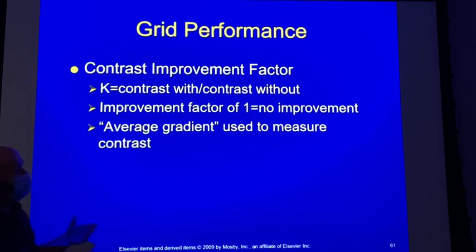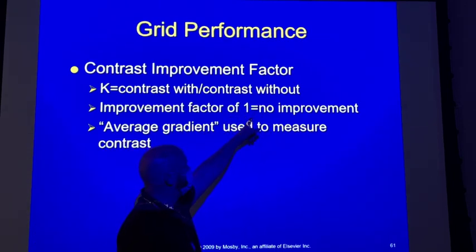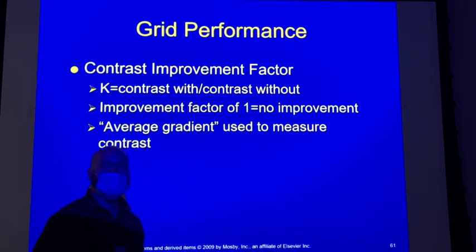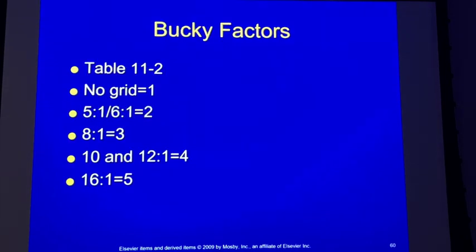So our contrast improvement factor, if it's truly improved, should always be greater than 1. A contrast improvement factor of 2 would mean that our contrast is twice as good as what it was before. So, going back to there, we may be comparing a 5:1 to a 10 or 12:1 grid.